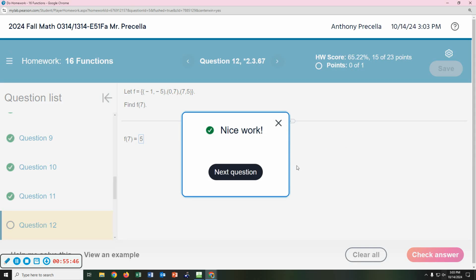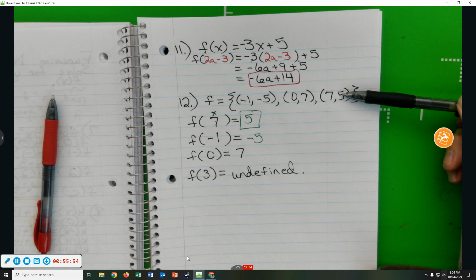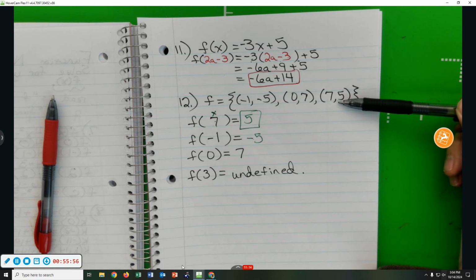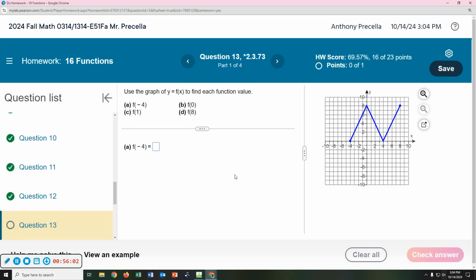So we can look at graphs as functions as equations. We can look at functions as ordered pairs. There's another way we look at functions graphically. So let's look at number 13. Okay, number 13. I think we'll write down the four parts. A, B, C, D. F of negative 4, graph.